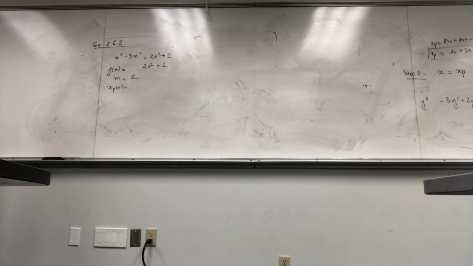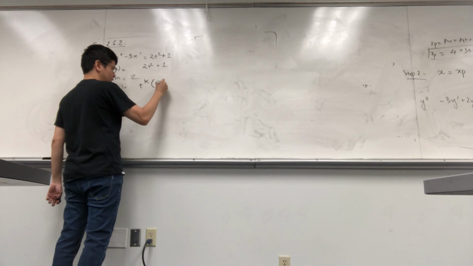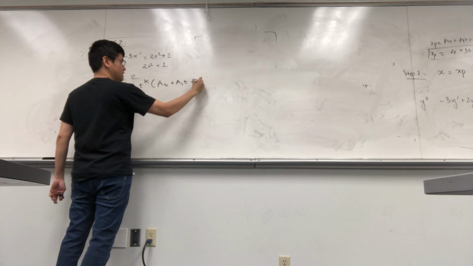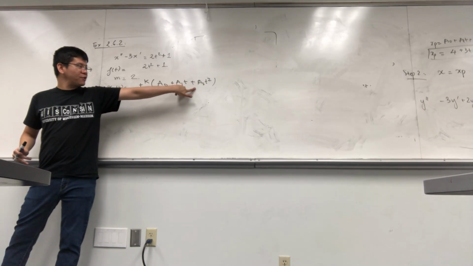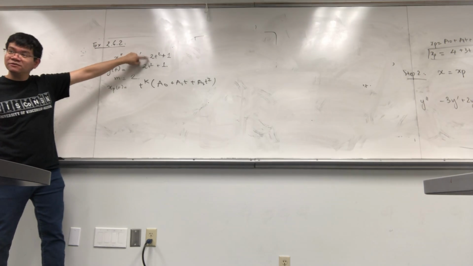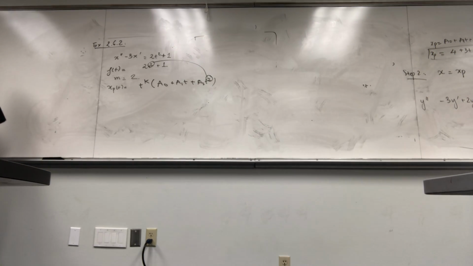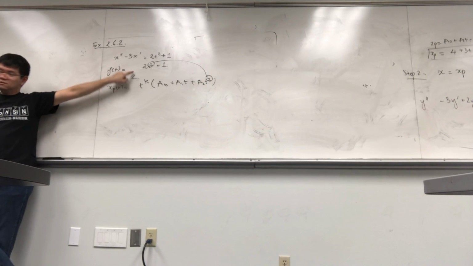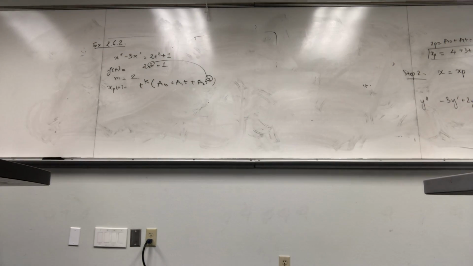It's t to the k times a0 plus a1 t plus a2 t squared. So this polynomial has to be of the same order as the polynomial of f(t), right? So the number 2 here has to be equal to the number 2 here. If f(t) is of second order, then inside you're going to have something of second order, and you have t to the k.